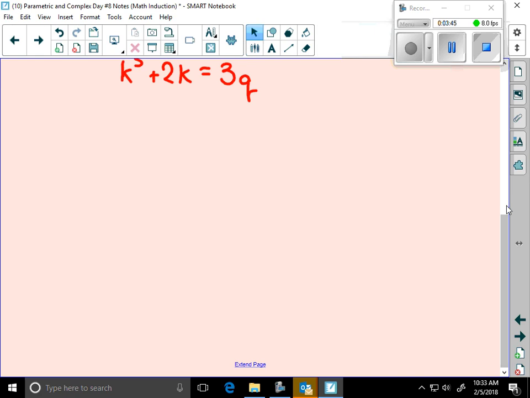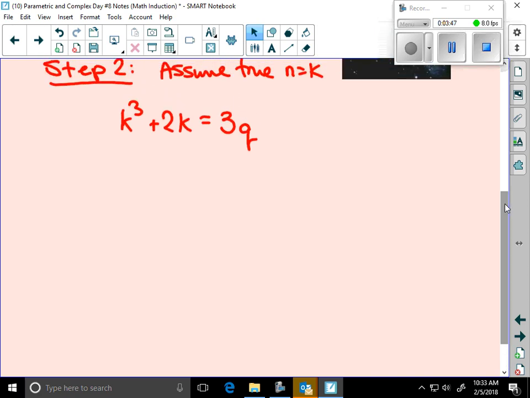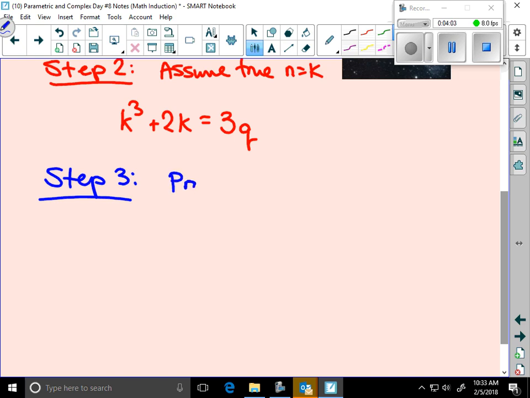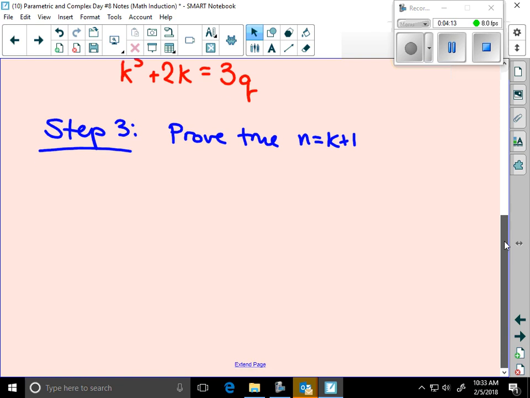All right, guess what? I'm done with step 2. Step 2 is done. Finished. So now what am I going to do? I'm going to do step 3. This is the execution step. This is where you either execute the problem or you... Oh, you read my mind. So we have to prove true n equals k plus 1. Let's do some pluggage and chuggage here. If I plug in a k plus 1, this is what we would get.